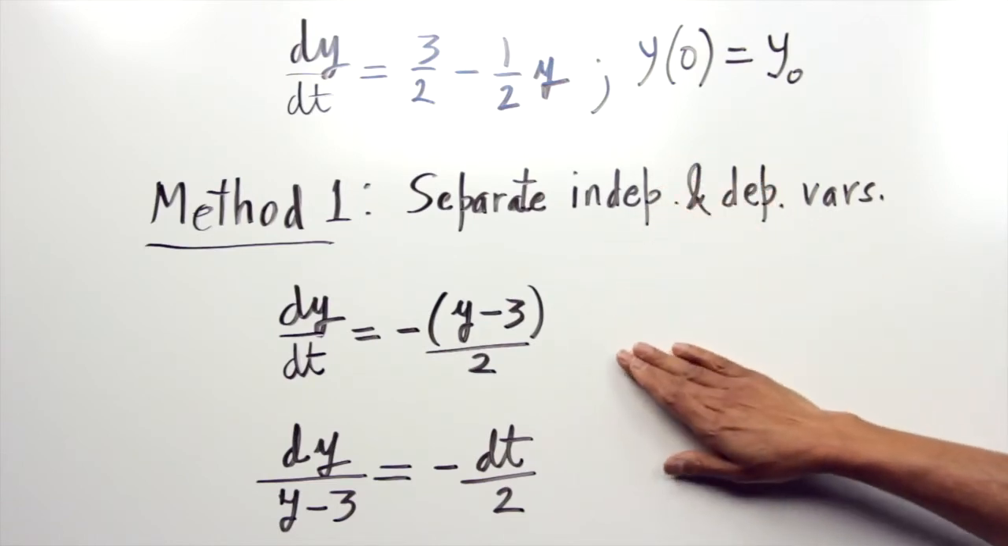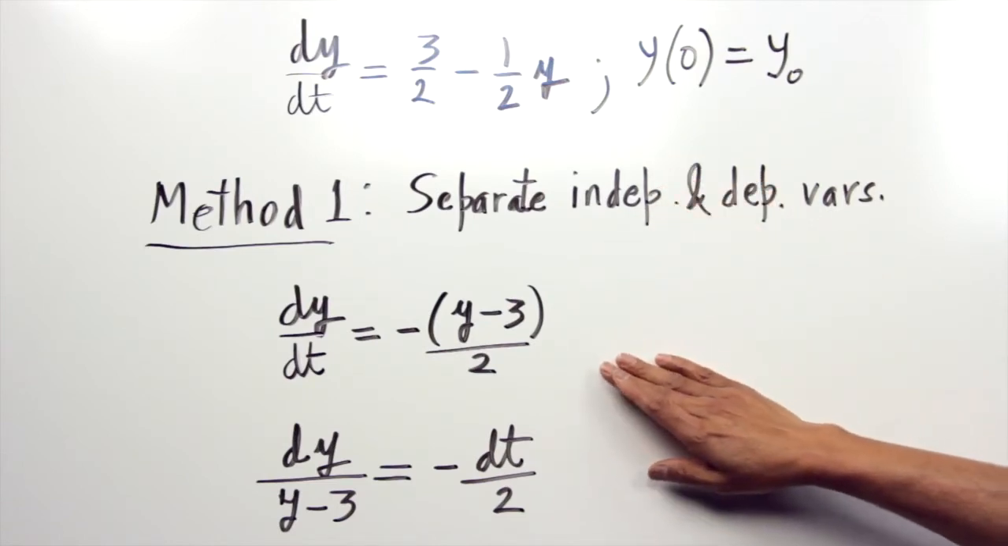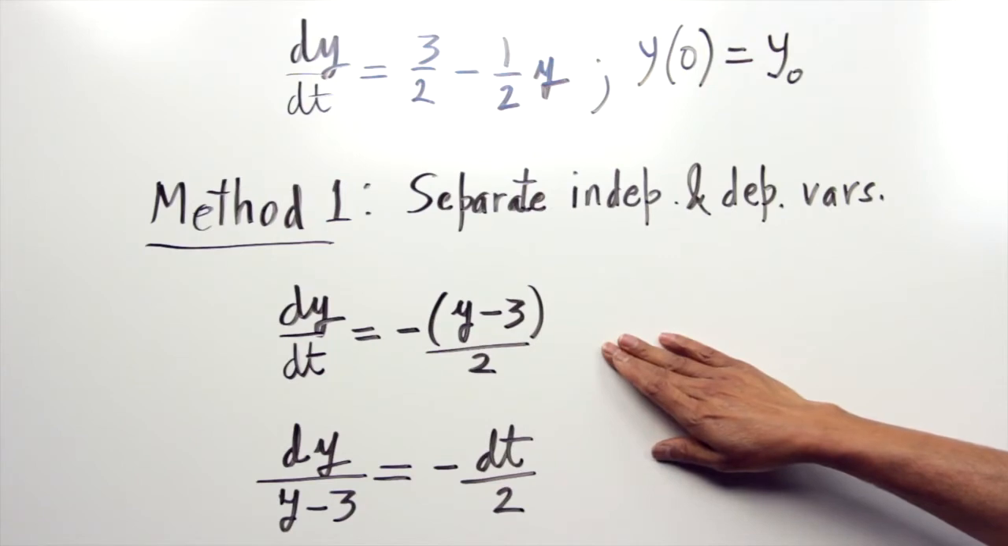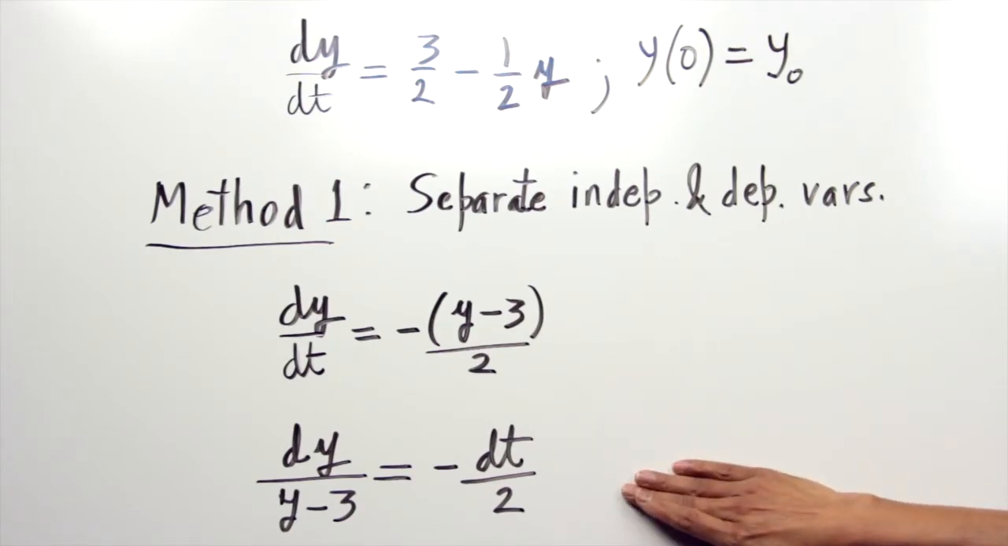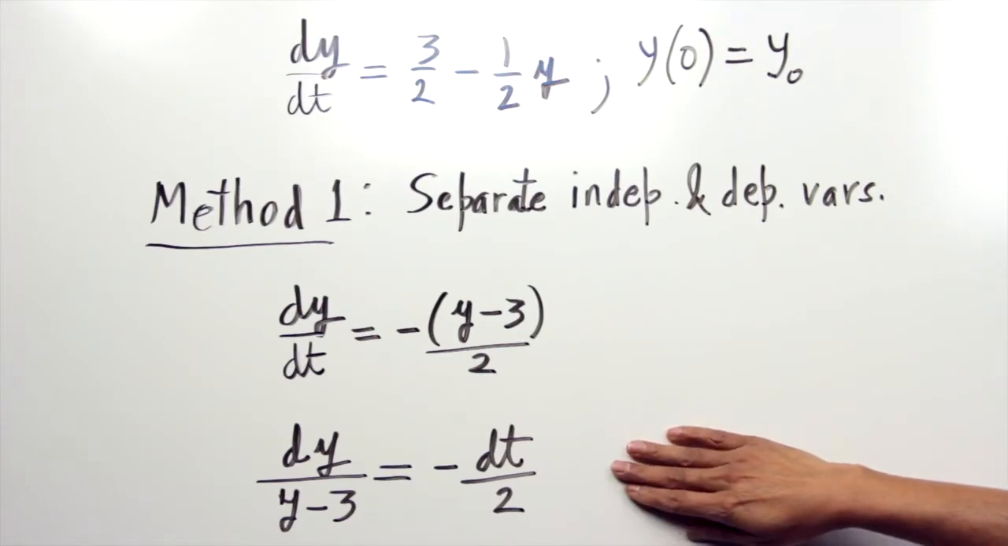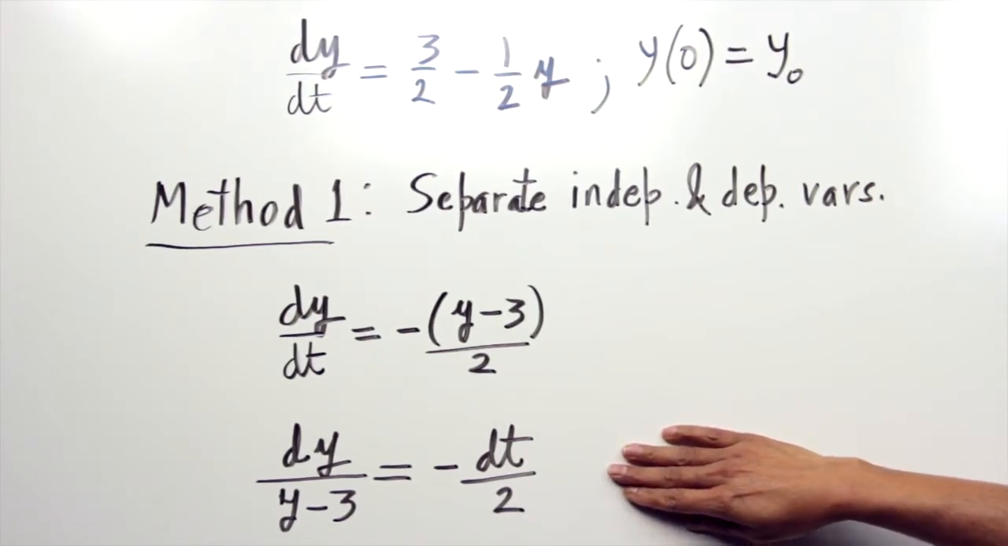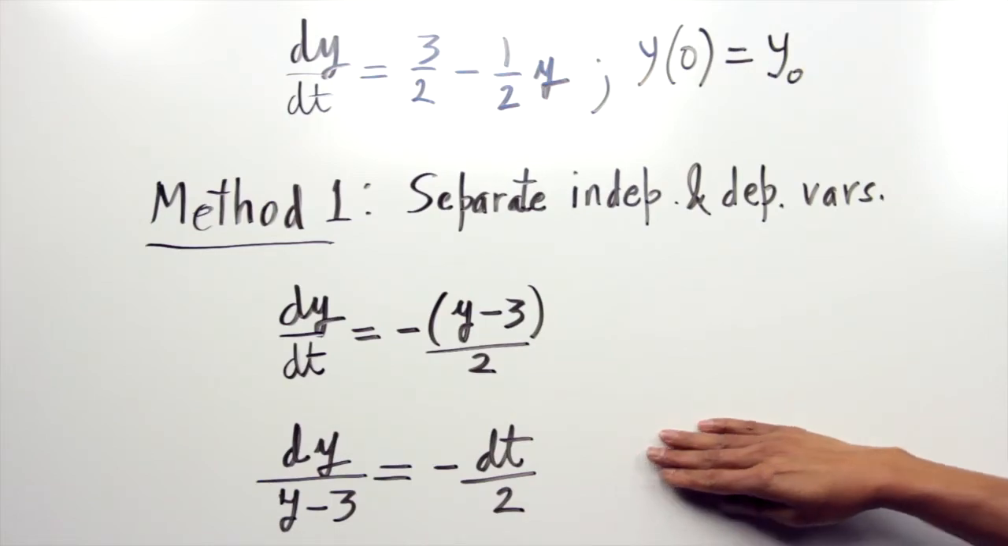We rewrite the equation in a way, so this is the original equation just rewritten, and we rearrange the dependent variables all on the left hand side of the equation and the independent variable on the right hand side of the equation. So at this stage we have separated the dependent variables on the left and the independent variables on the right, and this will then allow us to solve the problem further.